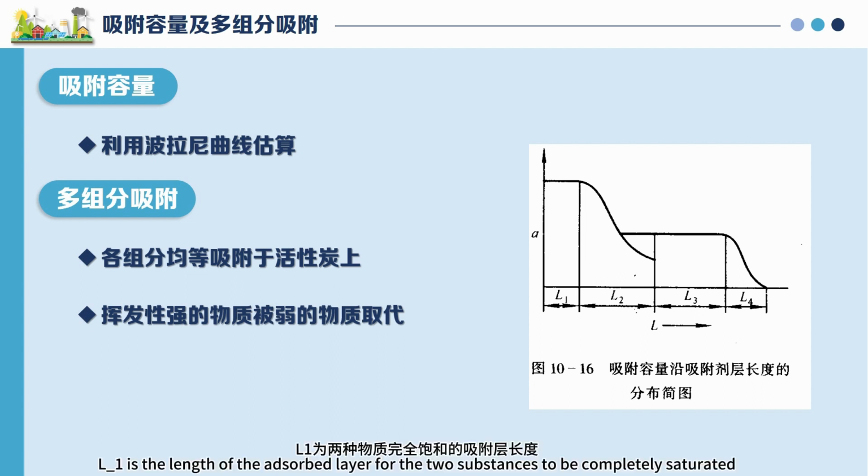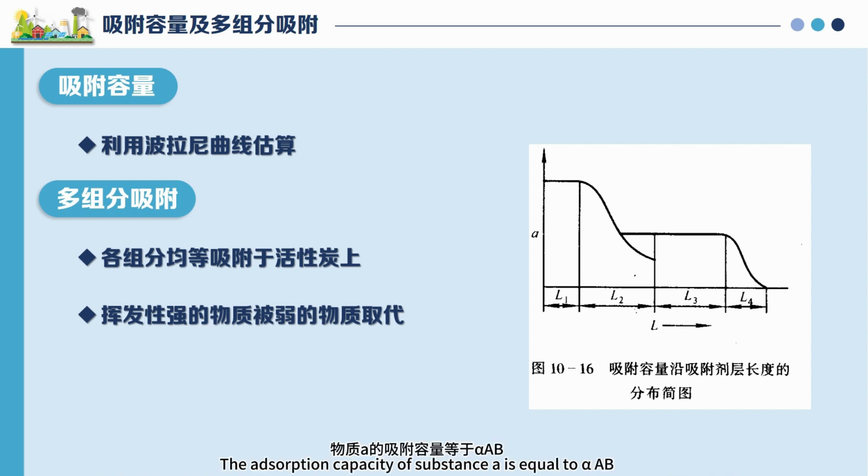L1 is the length of the adsorption layer where the two substances are completely saturated. The adsorption capacity of substance A is alpha AB, at concentration rho A, and the concentration of substance B is rho B. At equilibrium, the adsorption capacity of substance B in L1 is alpha B. L2 is the adsorption layer length, saturated by substance A, that can still adsorb substance B. L3 is the length of the adsorption layer saturated by substance A, where the adsorption capacity of substance A is alpha A. L4 is a working layer capable of adsorbing substance A.